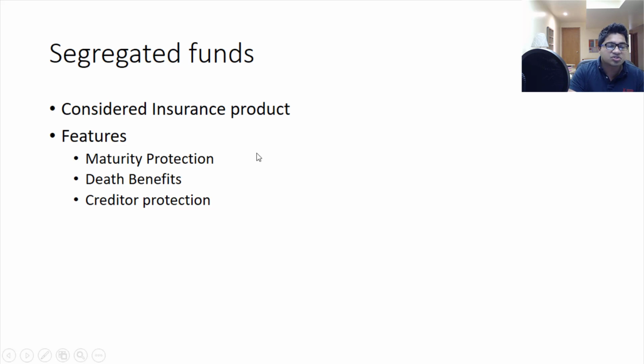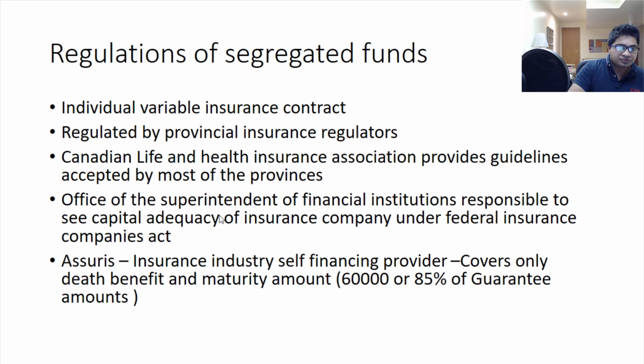And because it is an insurance product, it has creditor protection. So creditors cannot claim these products. So these products are formed as trust. That means what happens is, in an insurance company, when you buy a segregated fund, the investments that the fund makes are not in your name, they are in the name of the insurance company. That's the reason they are not attached if a creditor sues you, and they have creditor protection.